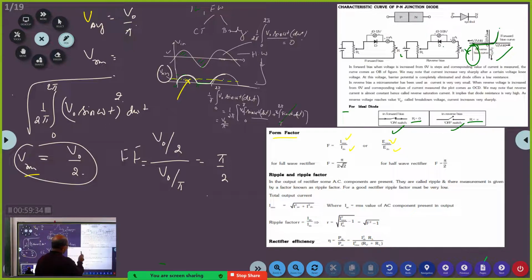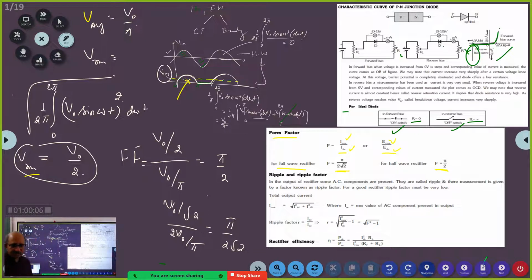So the form factor is defined as IRMS by IDC or ERMS by EDC. For a full wave rectifier, the form factor is pi by 2 root 2. For a half wave rectifier, it is pi by 2. I think you can do that. Form factor for full wave rectifier will be V naught by root 2 divided by 2 V naught by pi. The average value of full wave will be 2 V naught by pi. V naught cancels, so we get pi by 2 root 2.